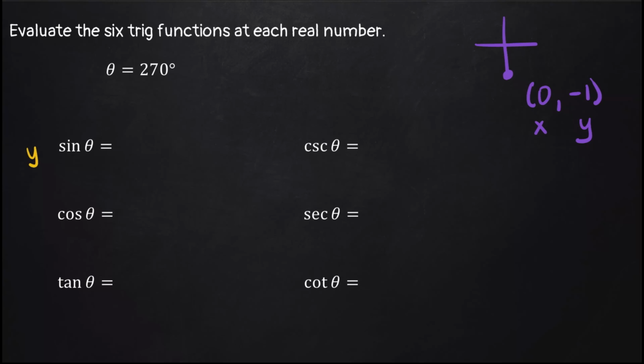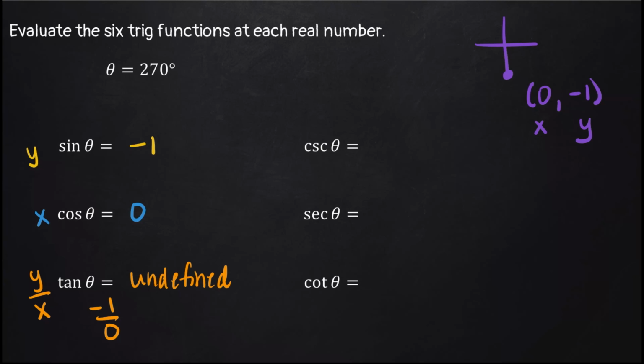Sine is our y coordinate, so that's -1. Cosine is our x coordinate, that is 0. Tangent is y over x, so that is -1 over 0, which we know is undefined.